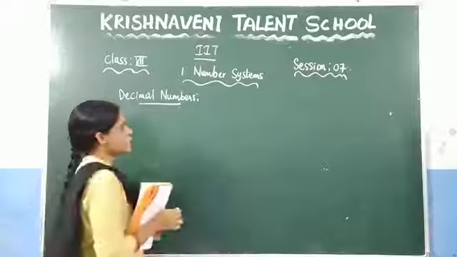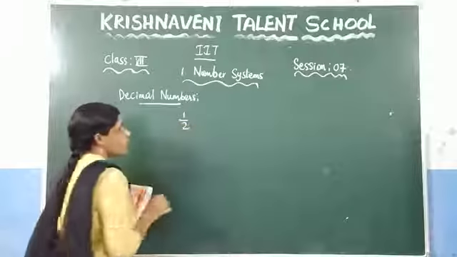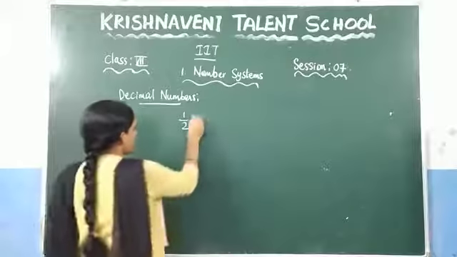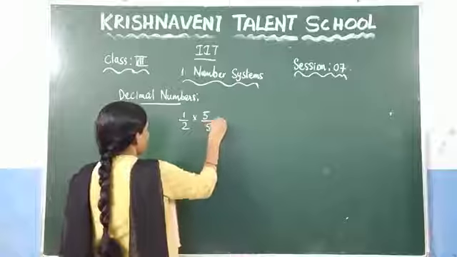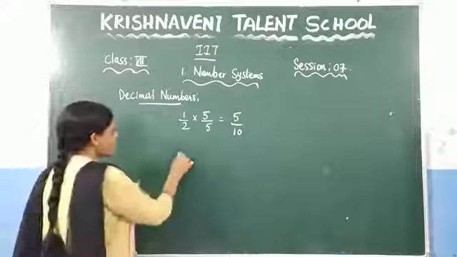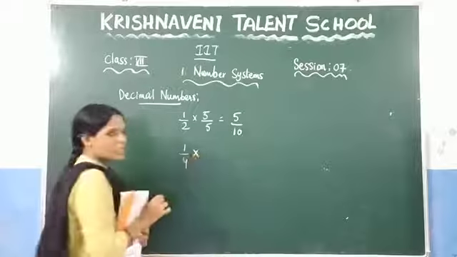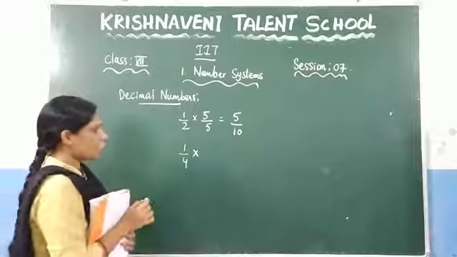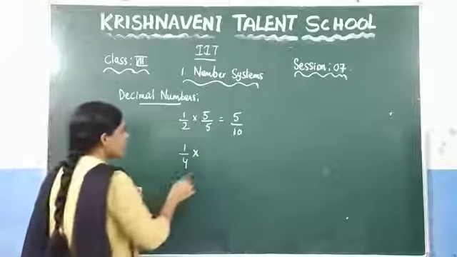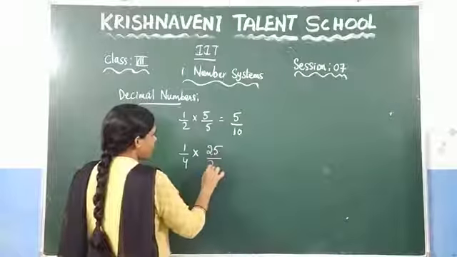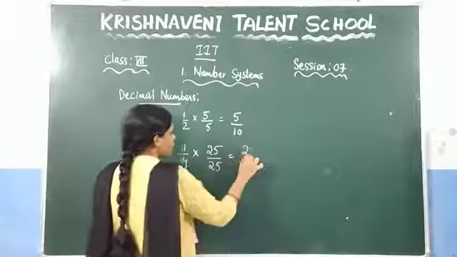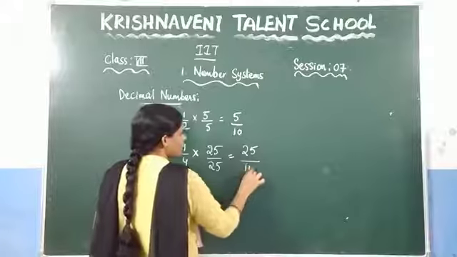Before defining it, let us consider the fraction 1 by 2. If you multiply this fraction by 5 by 5, you will get 5 by 10. Consider one more fraction, 1 by 4. Suppose you want to write it with a denominator that is a multiple of 10, which number do you need to multiply with? You need to multiply with 25 and divide by 25. So you get 1 into 25 which is 25, 25 into 4 which is 100.